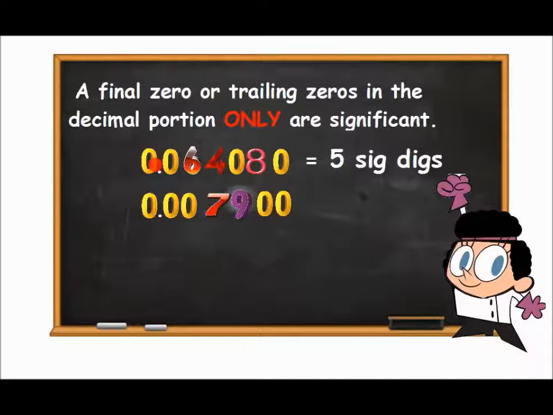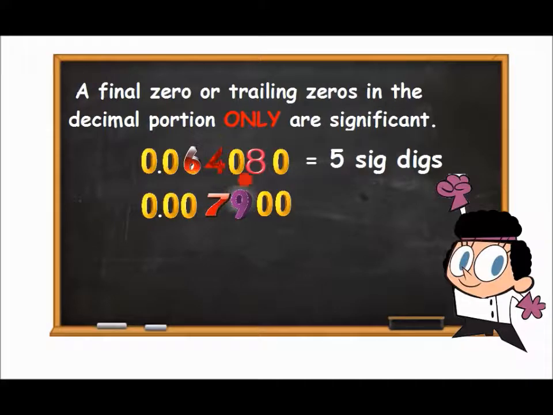In a second we're going to look at when it's not, but let's stick right now to looking at when it is, and it's all going to make sense to you hopefully in a minute. Okay, a final zero or trailing zero in the decimal portion only are significant. So what that means is after a decimal, and you can see my decimal right there, the zeros that are on the end are significant.